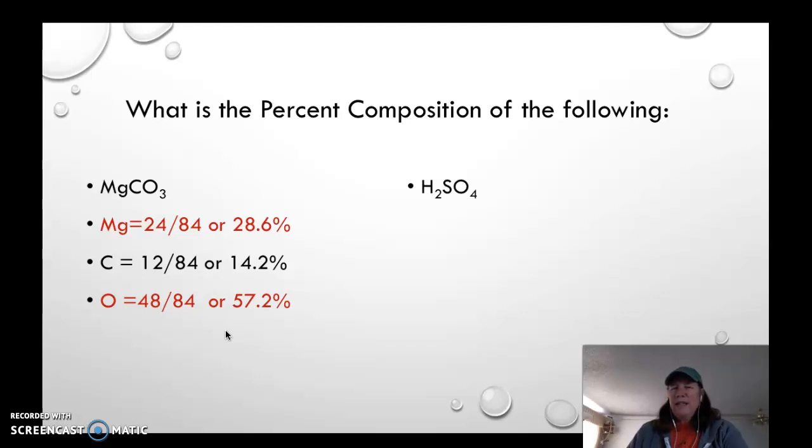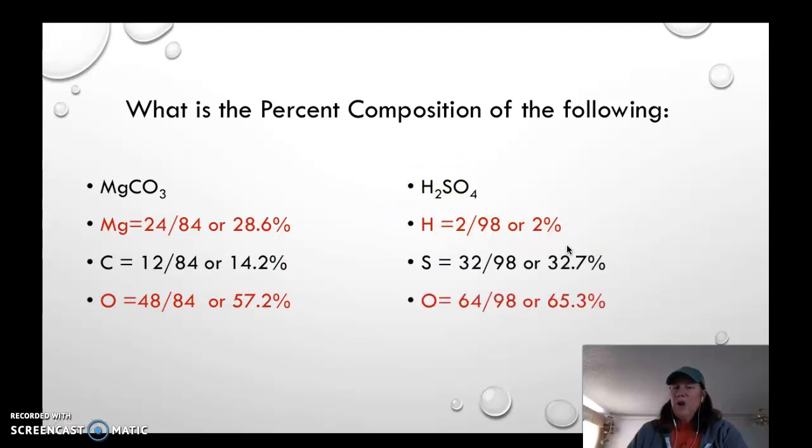Okay, so again, find the mass of it. The mass of that H2SO4 is 98. So for hydrogen, because there's 2 of them, I'm going to take 2 divided by 98. For sulfur, 32 divided by 98. And for oxygen, 64 divided by 98. So when you do percent composition, it's the individual divided by the total.